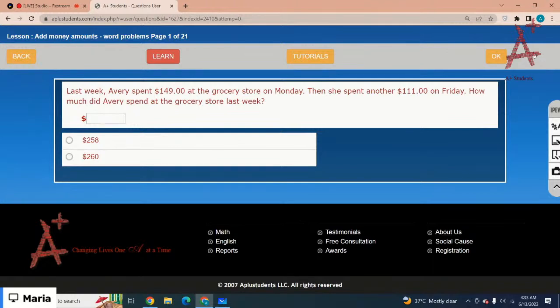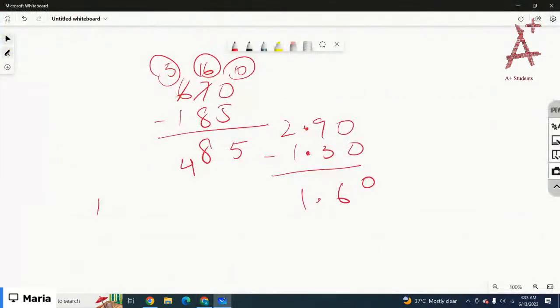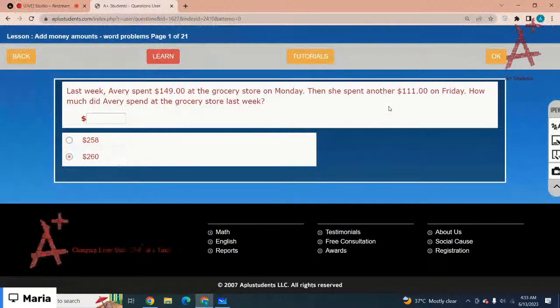You have to add them. So when you add them, it makes 149 plus 111. 9 plus 1 is 10, write 0, carry 1, 4 and 1 is 5 and 1 is 6, and 1 is 2. So it would be 260. Got it? When you add them, it makes 260.